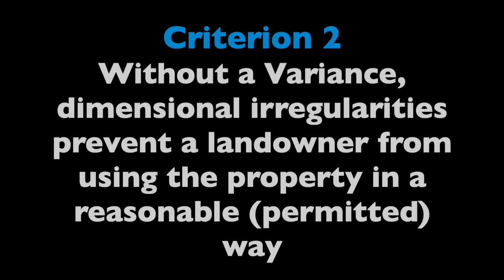That is, a landowner meets Criterion 2 when they can show that without a variance, dimensional irregularities would prevent them from using the property in a reasonable way. So there you have it, our close look at Criterion 2.